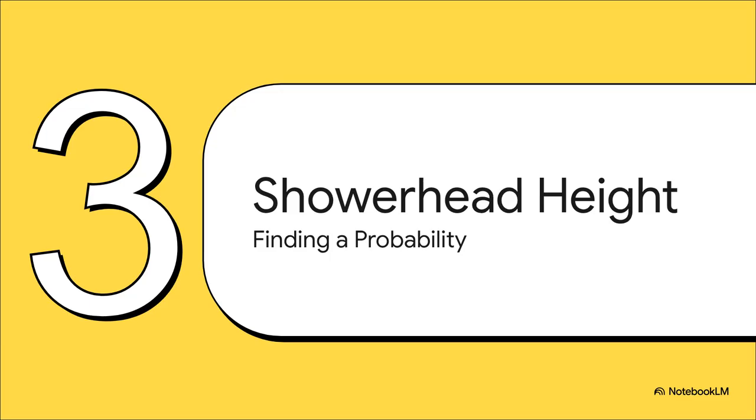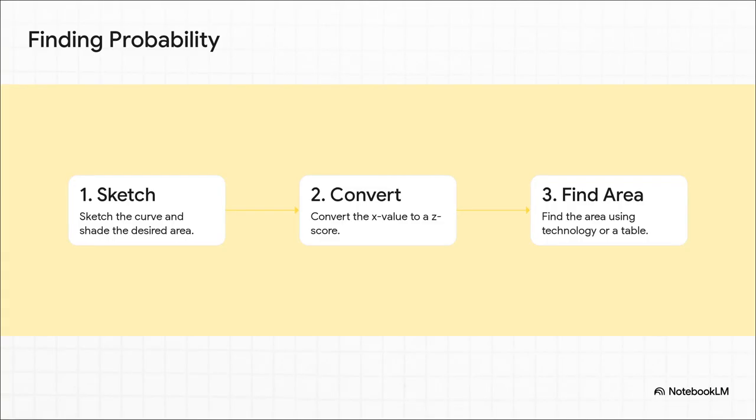For our first case study, we're going to figure out what percentage of men might find a standard issue shower head just a little too short. The process is super straightforward, just 3 steps. First, we're going to visualize the problem. Second, we'll do our Z-score conversion. And third, we'll find our answer.